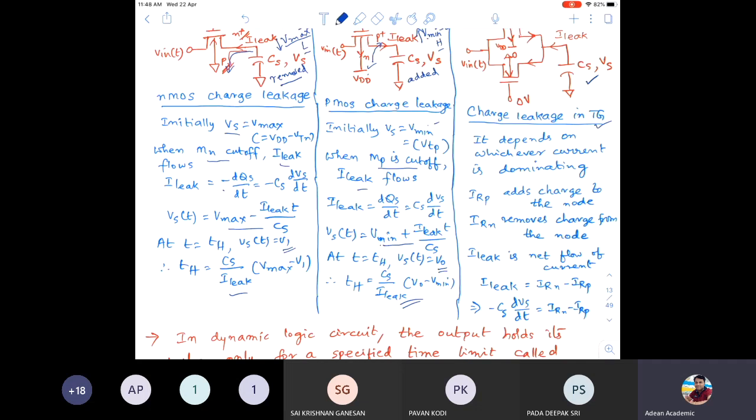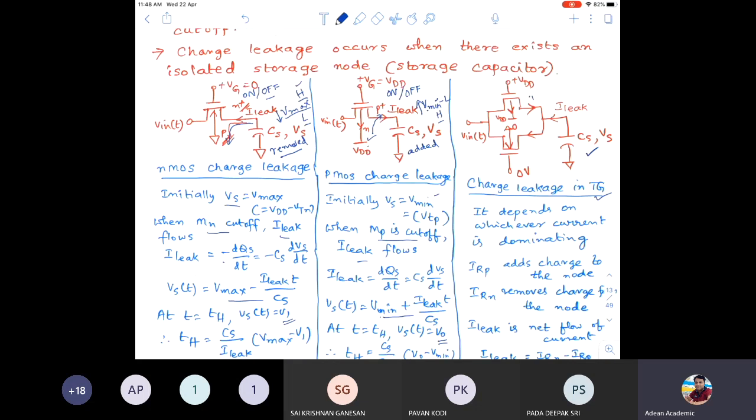Here, two currents are flowing actually. One is IRP, other one is IRN. Whichever current is dominating, so I have taken the current direction in I leak this side, assuming that IRN is greater than IRP. If you take this side, then IRP will be greater than IRN. So I have taken some directions here. I don't know whether it is out of the capacitor or inside the capacitor. This I leakage direction is either out of the capacitor or inside the capacitor. It depends upon out of these two currents, whichever is dominating.